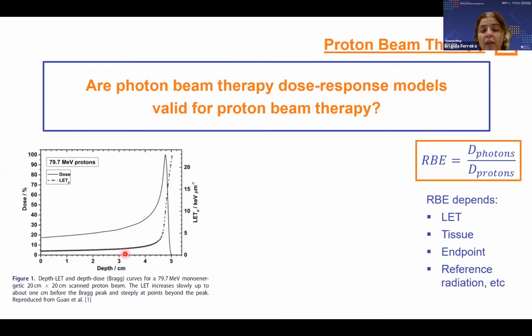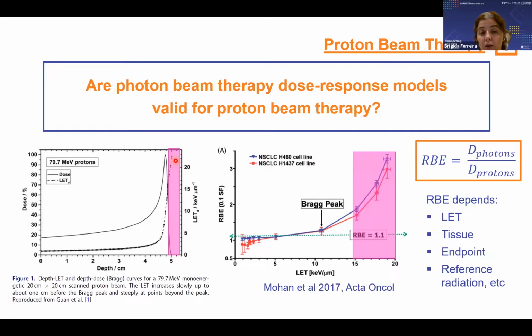The problem is that there is this increase in LET. And currently in the clinics, we are using an RBE value of 1.1. But if there is an organ at risk positioned right behind the target volume, we are calculating the dose distribution assuming an RBE value of 1.1, when it may be considerably higher than 1.1. So this needs to be considered.